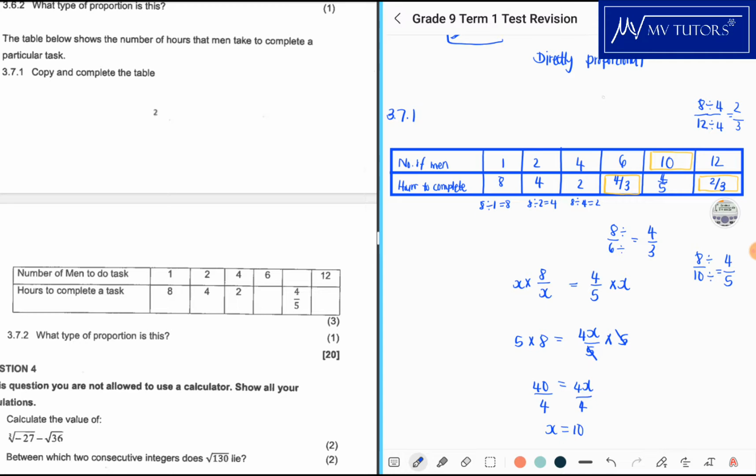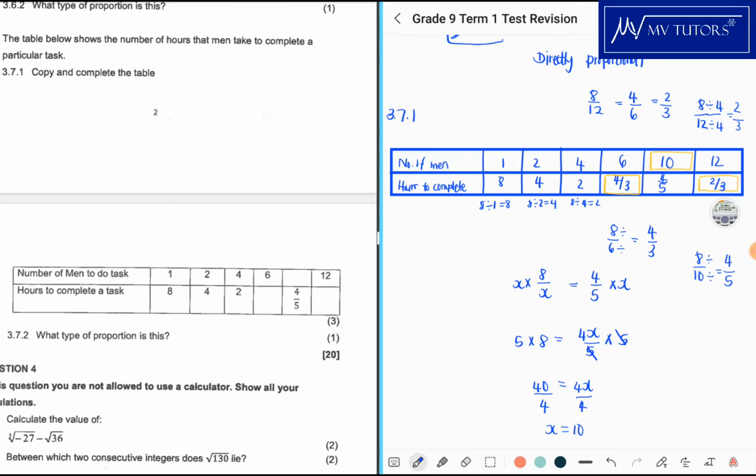You could have started by saying it's 8 over 12, and divided by 2 as your common factor, not the highest though. Then I would have gotten 4 over 6. And then if we simplify further, we get 2 over 3. So that is us filling up the table.